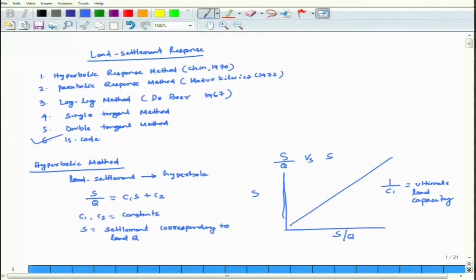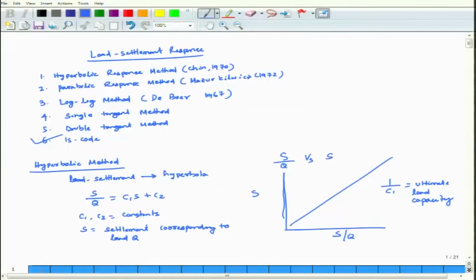The hyperbolic method has been given by Chin 1970, the parabolic response has been given by Mazur 1972, the log-log method has been given by DeBoer 1967, and single tangent and double tangent methods are also provided. Some small basic part I left, I thought I should cover it so that it will be clear to all of you. Then effect of pile driving in sand, what exactly happens? If I drive the pile inside the sand, what exactly happens?